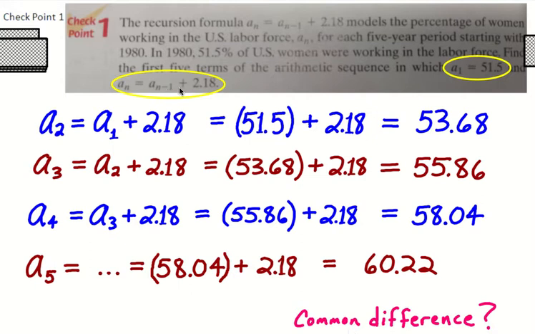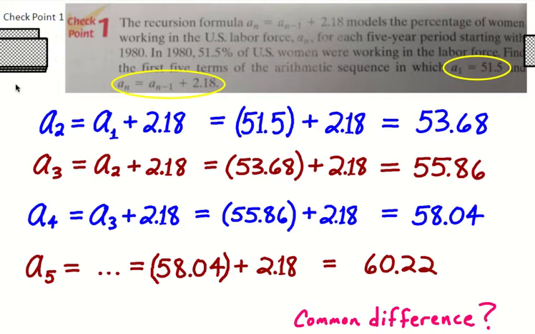I know it's a little bit mysterious. It's not blatantly obvious with it being in this recursive style with the a sub n minus 1. It's not blatantly obvious, but it's definitely arithmetic.